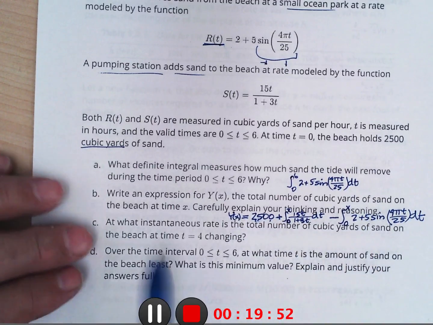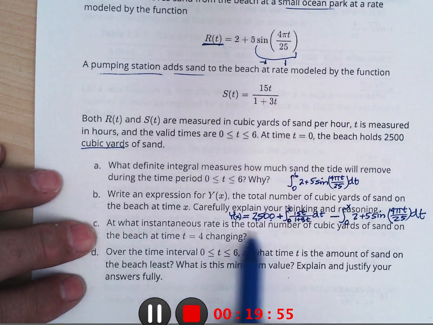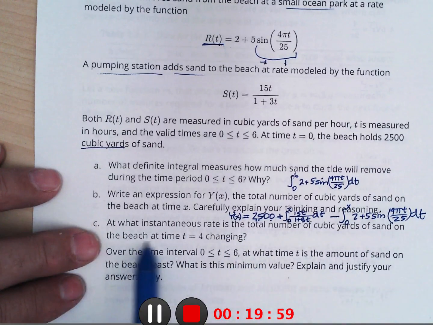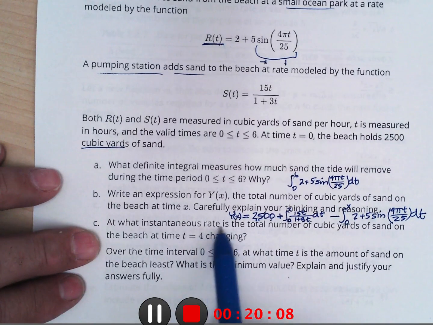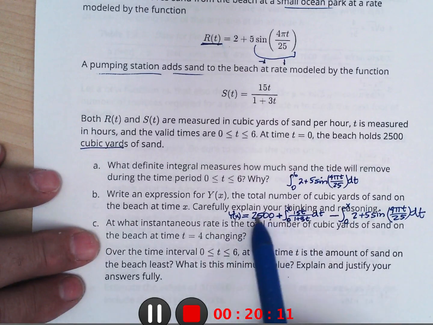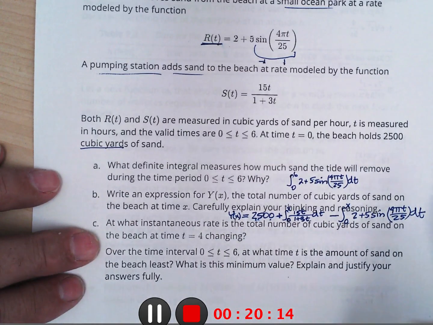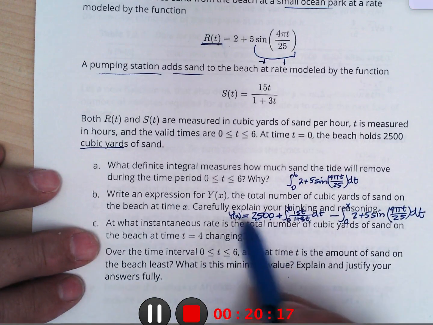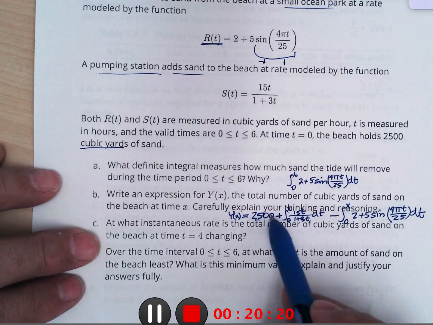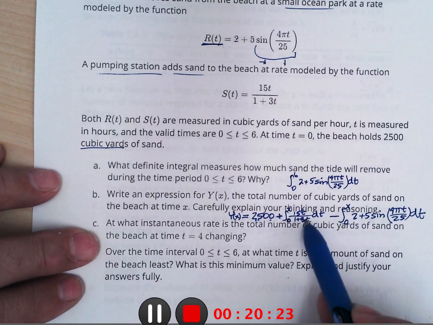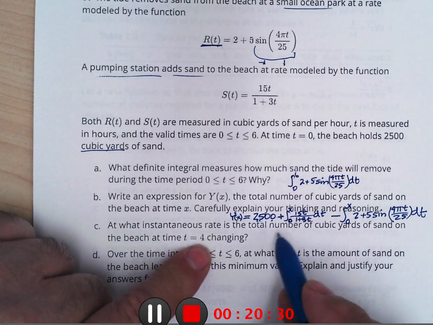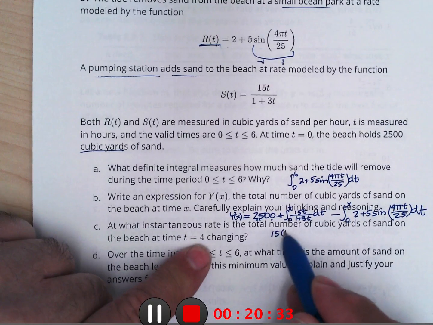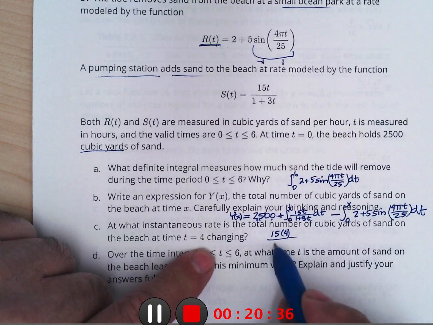At what instantaneous rate of change is the total number of cubic yards of sand on the beach at 4 hours? At 4 hours, what's the instantaneous rate of change? Well, that would be the derivative of this, which means we'd take the derivative, and the derivative of the 2500 would be 0. The derivative of this would be just x in place of that. So it would be, and we're doing it at time 4, 15 times 4 over 1 plus 3 times 4.